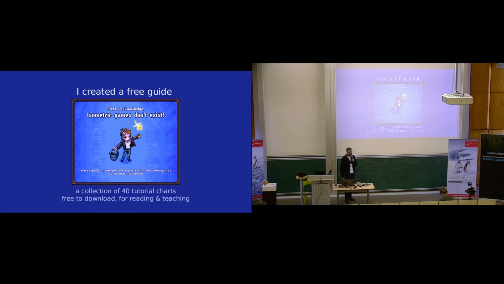And I ended up creating a free guide on the internet, which is named Isometric Games Don't Exist. This is a free way to teach. It's 40 charts. You can download them. I will give you the link at the end of the talk. Most of the slides I have in the presentation also show those charts. It's for teaching, and it's free to use for anybody. You can print them, eat them, do with them what you want. I don't really care. I hope you have fun with them.